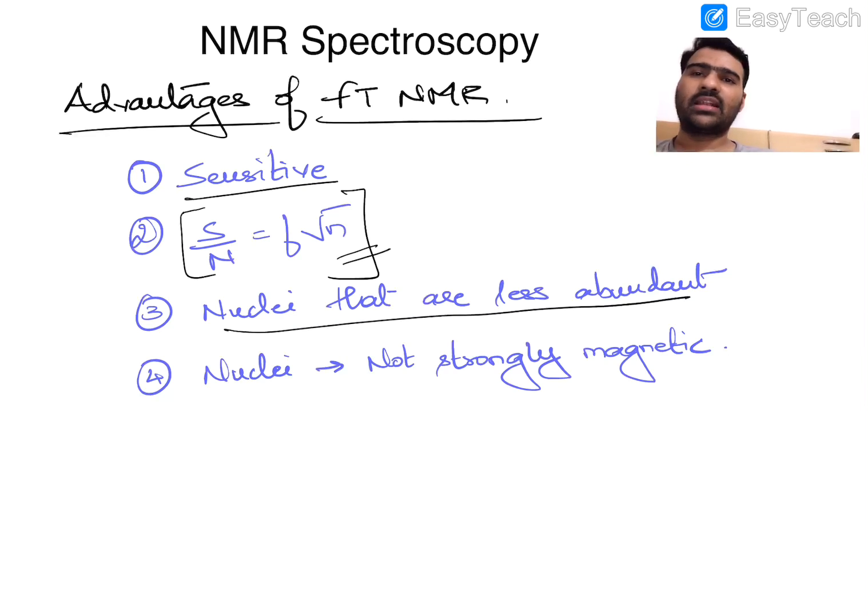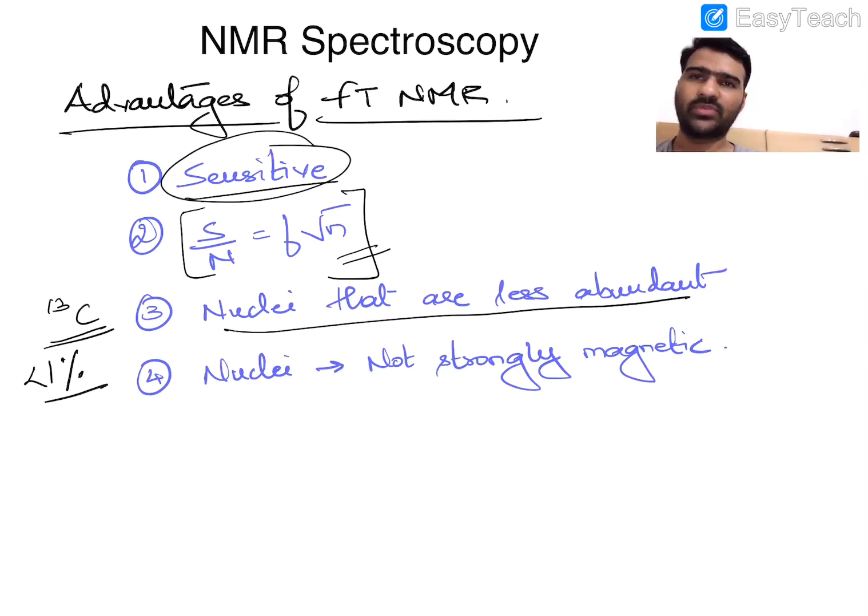Nuclei that are less abundant can now be probed, and useful information can be gauged because of development of FT NMR. And the reason why we have good amount of interpretable data from C13 happens to be because of advancements in the FT technique for NMR, because C13 nuclei's relative abundance is less than 1% in nature, and therefore because it is very less in its abundance, we require a highly sensitive instrumental design so as to be able to probe this nuclei.